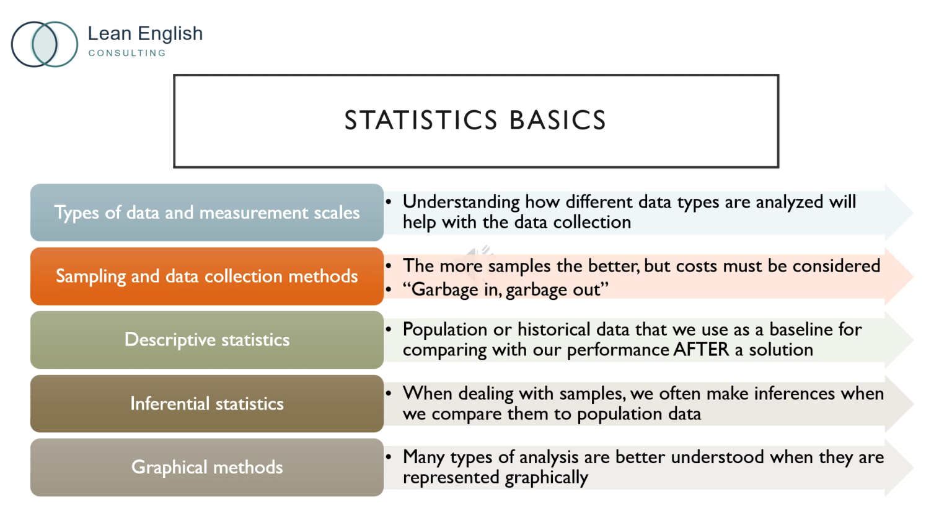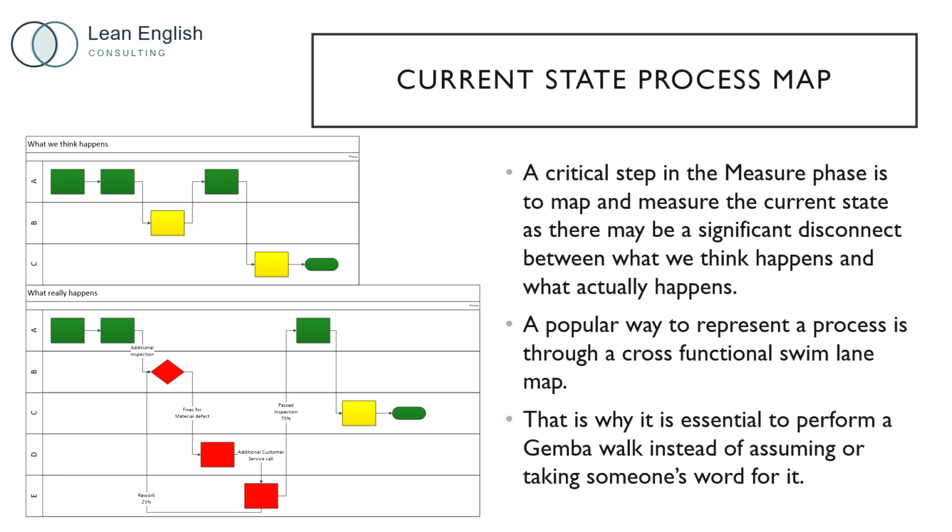graphs are the best way to show what is happening. As we saw in Lean, process maps can capture the actions of different departments, data about their performance, and follow value as it flows through an organization. A critical step in the measure phase is to map and measure the current state, as there may be significant disconnect between what we think happens and what actually happens.